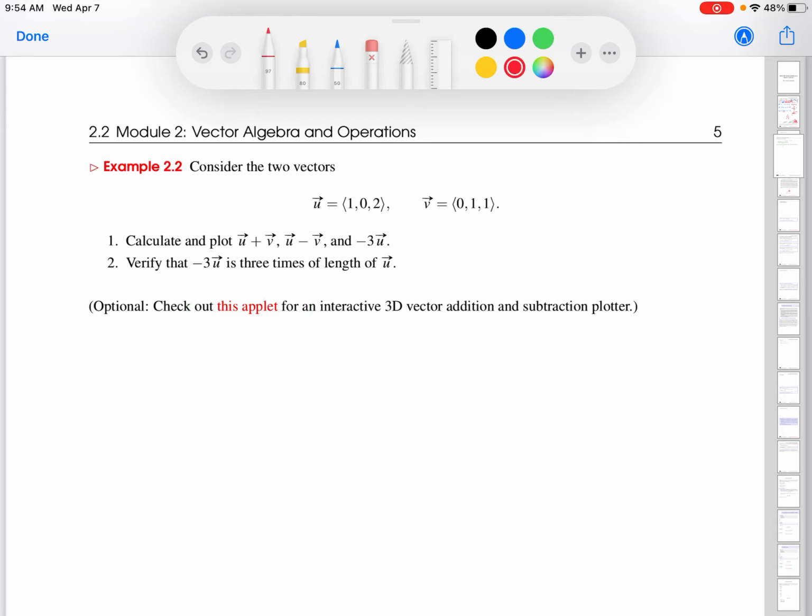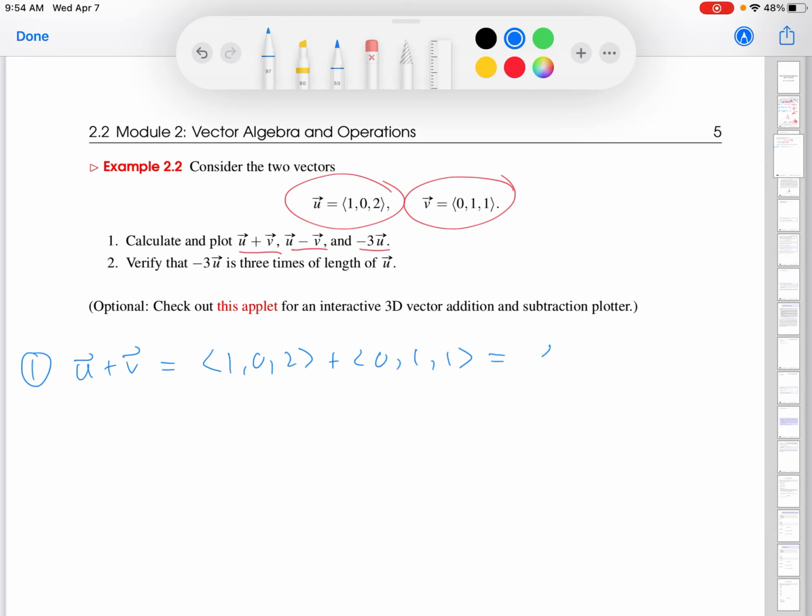So what does this example say? Consider the two vectors u and v. So now we're working in R3. Calculate and plot 1, 2, 3 things. So let's do that first. So number 1, let's calculate u plus v. So based on our definitions, this is just the vector which results from adding the respective components together.